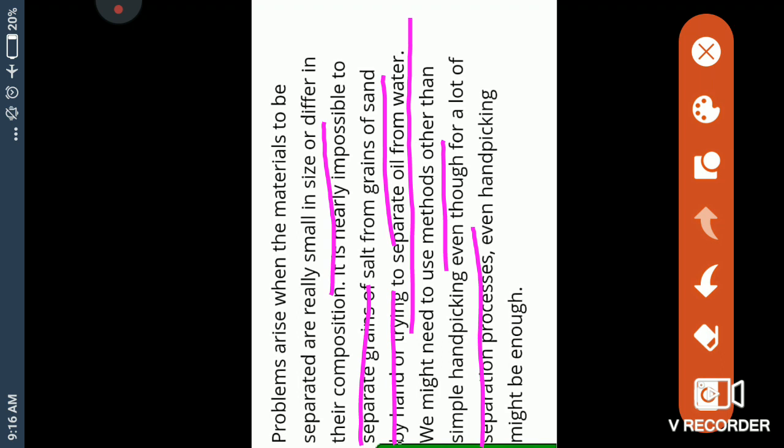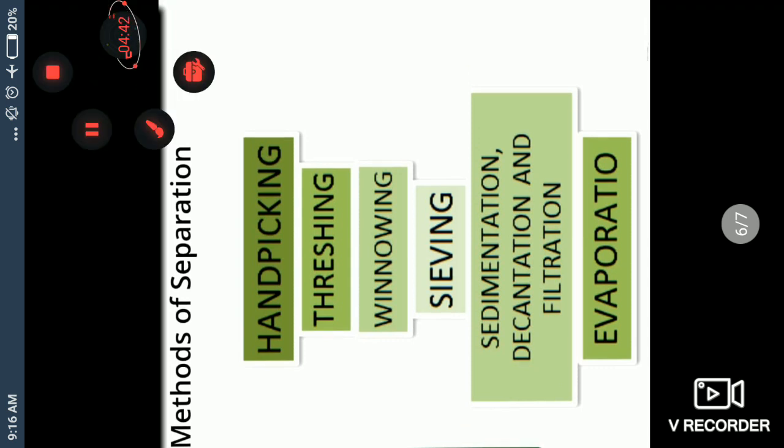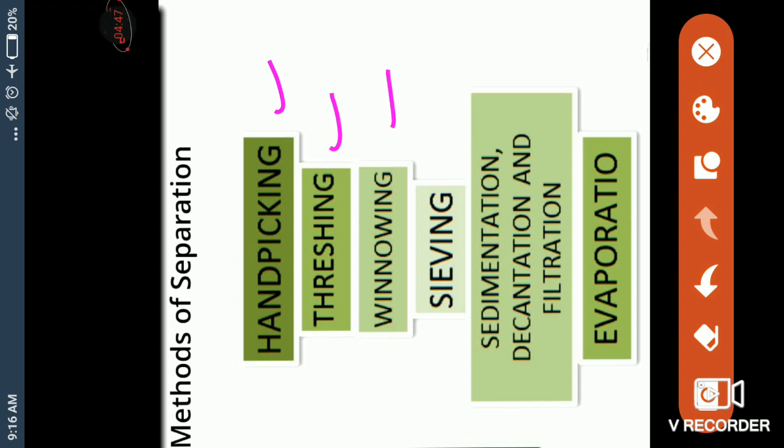We try to separate the good things from the bad things, not only by hand picking but also using some other methods. There are a lot of separation processes. Sometimes even hand picking might be enough. So what are they? They are given here. Look at this: hand picking, threshing, winnowing, sieving, sedimentation, decantation, filtration, and evaporation.